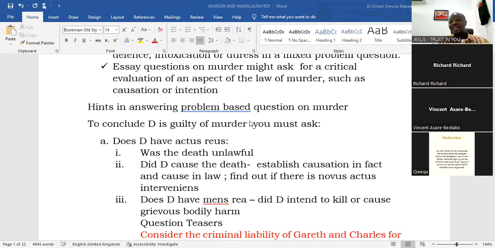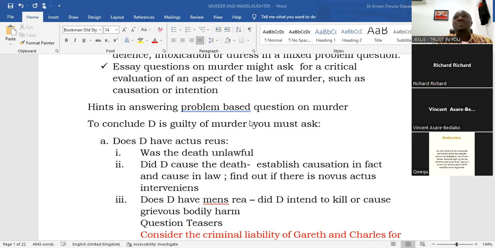Of course, you remember causation in criminal law and all that. And the causation in fact, the but-for test applies and so on. So but for the acts or omission of D, the defendant or the accused person, would the unlawful death have occurred? And then the causation in law, trying to rule out other possible causes and so on. And of course, remember the issue of you take your victim as you find him, isn't it? The eggshell skull doctrine.